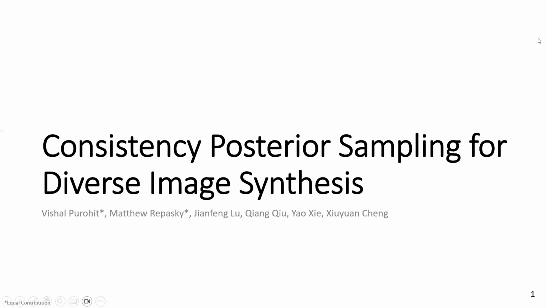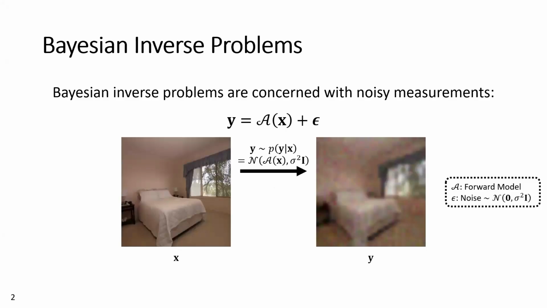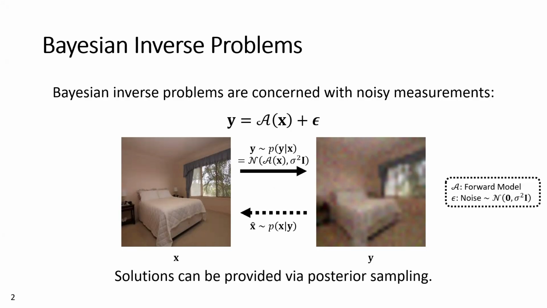Hello, I would like to present our work called Consistency Posterior Sampling for Diverse Image Synthesis for presentation at CVPR 2025. In this work, we're concerned with Bayesian inverse problems, which aim to invert noisy measurements to obtain the underlying cause X. And one way to provide solutions for noisy inverse problems is via posterior sampling, which aims to sample from the posterior distribution of X given Y.